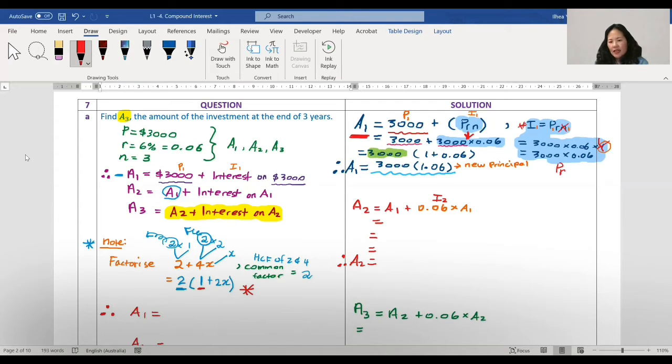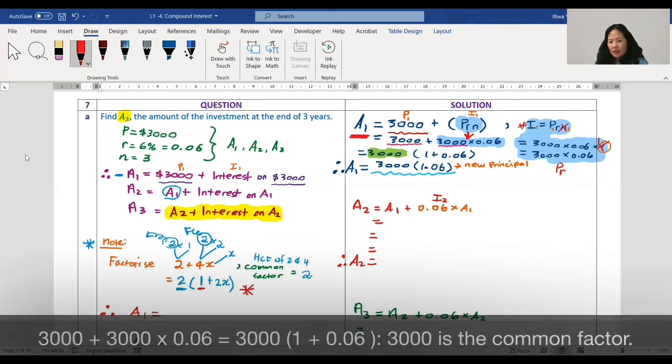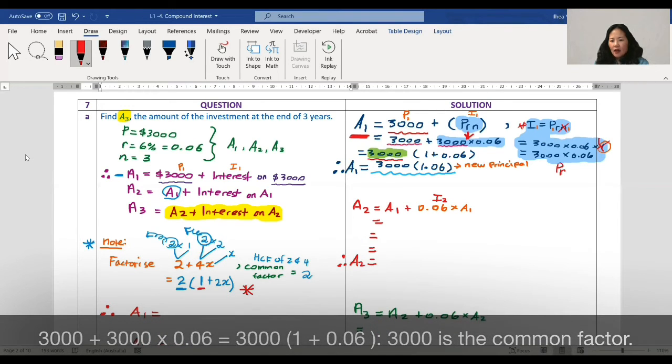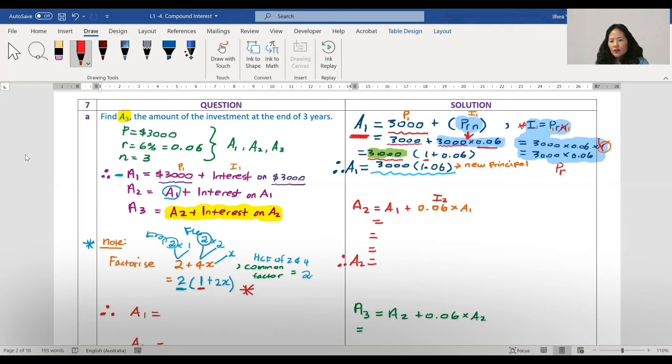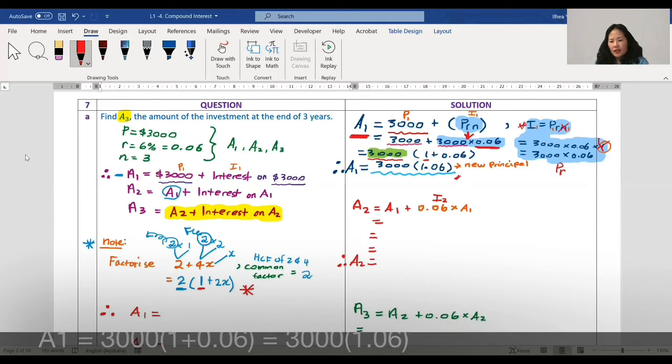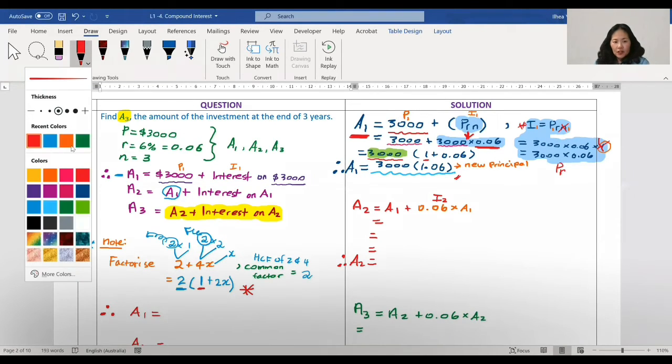What I have done here is I took out 3,000 as our common factor, just like we did in factorization. So I took out 3,000 to the front, and then in the brackets, I've got 1 plus 0.06 left. I simplify that, it's 3,000 brackets 1.06. So that was at the end of the first year.